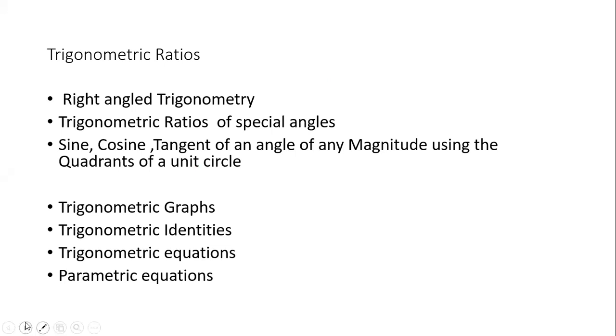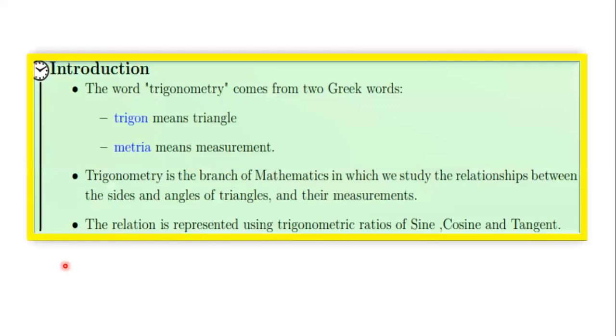Those who have not been able to take a screenshot. So we are going to look at a brief introduction. Now, the word trigon means a triangle, and metria means a measurement. So trigonometry is a branch of mathematics. At times we can even call it a discipline of mathematics in which we study relationships that exist between the sides and the angles of a triangle and their measurements.